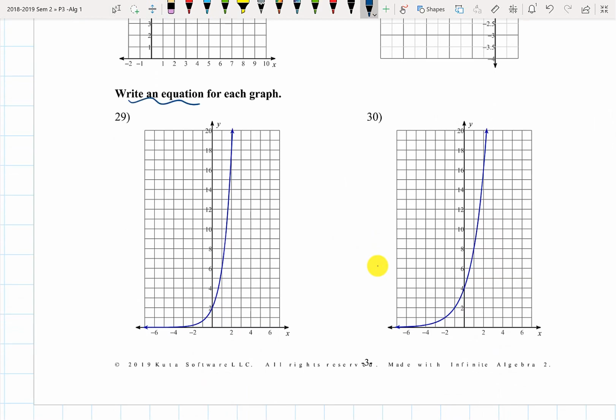Okay, write an equation. Okay, these are exponential functions. So get your notes out. All right, exponential functions. All right, y is equal to a times b to the x power.